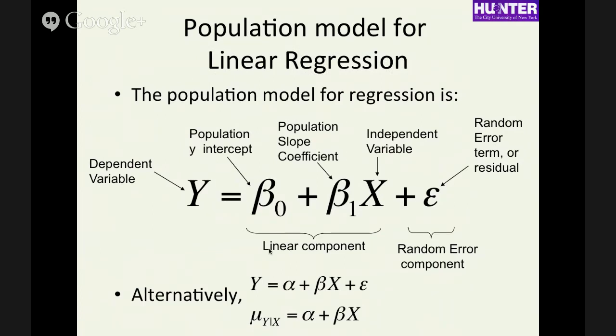Here is a population regression model. So the dependent variable y is equal to the intercept plus the slope times the independent variable plus this error term. So this is how we represent the relationship between the independent and the dependent variable in a simple linear regression.